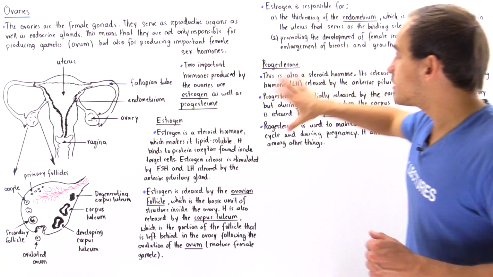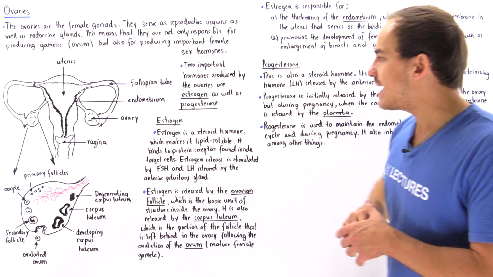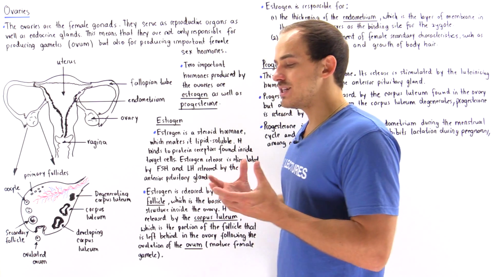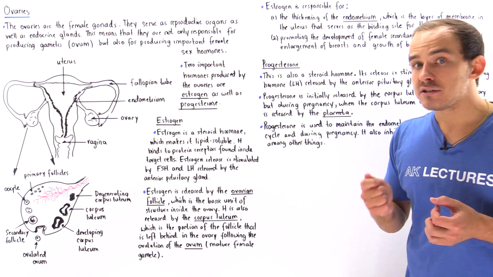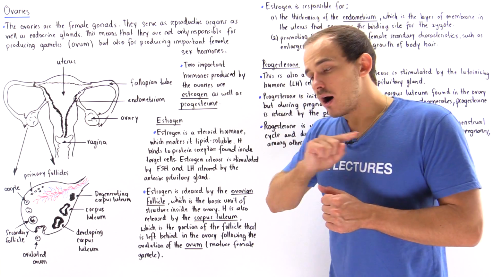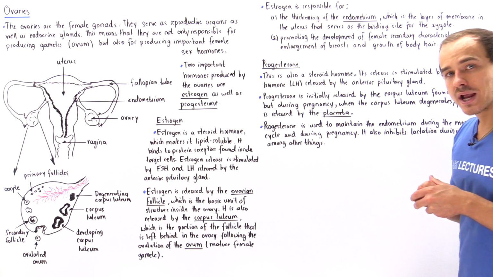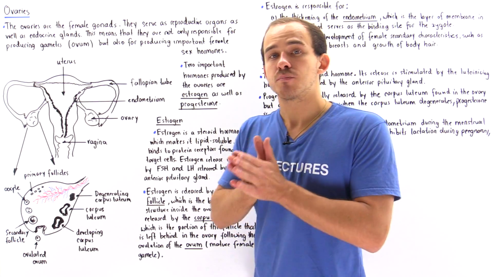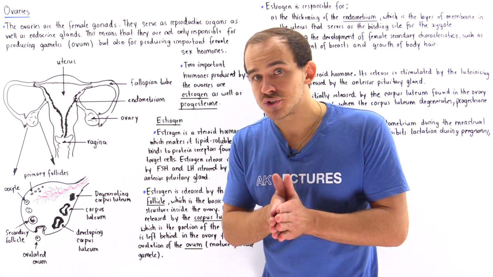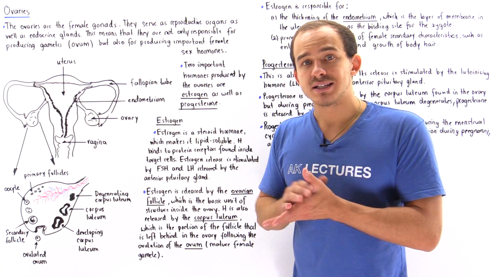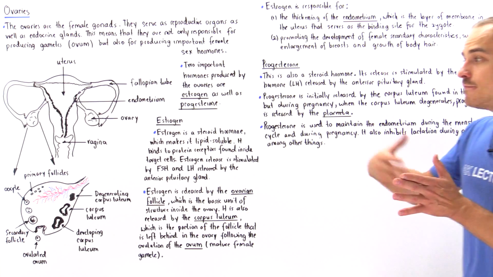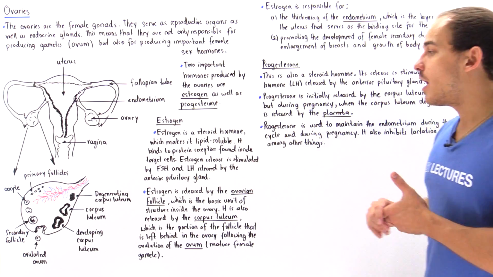So let's discuss these two hormones. Let's begin with estrogen and then let's move on to progesterone. So estrogen is a steroid hormone. That means it's lipid soluble. So that means it can easily travel across a cell membrane, and it basically binds to the protein receptor inside that cell. And eventually estrogen enters the nucleus of the cell, and it acts on the cell on a transcriptional level. It influences the transcription of our cell.